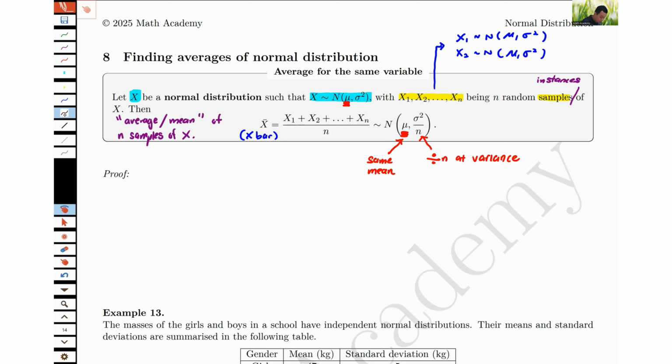Okay, but let's try to prove it together. So we're going to start with X distribution. It's mu, sigma squared. Now let's write down what will happen to the sum. We do it slowly. Let's deal with the numerator. So I want to have x1 plus x2 all the way to xn.